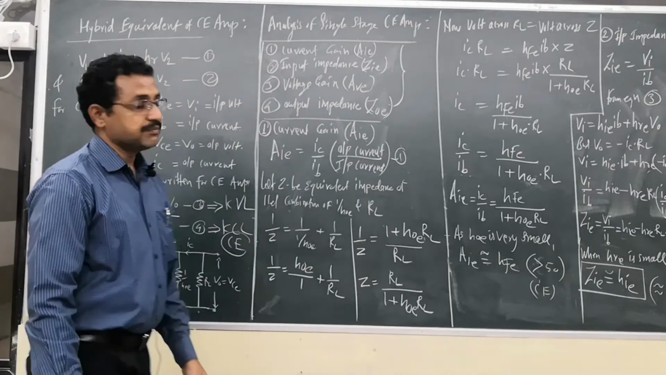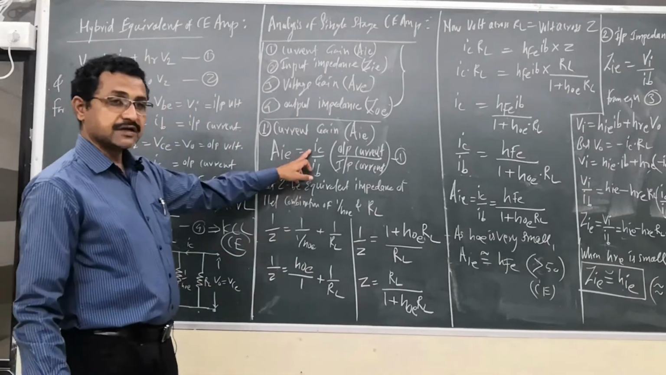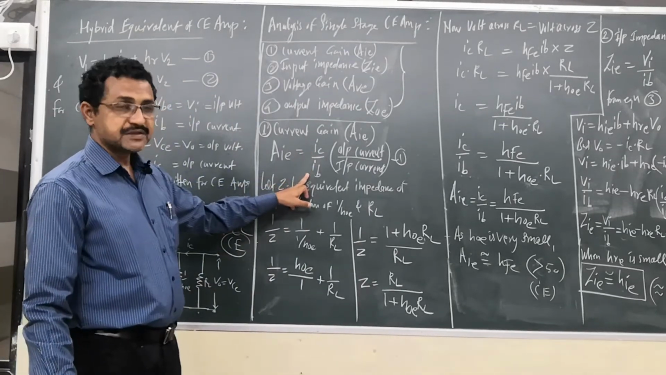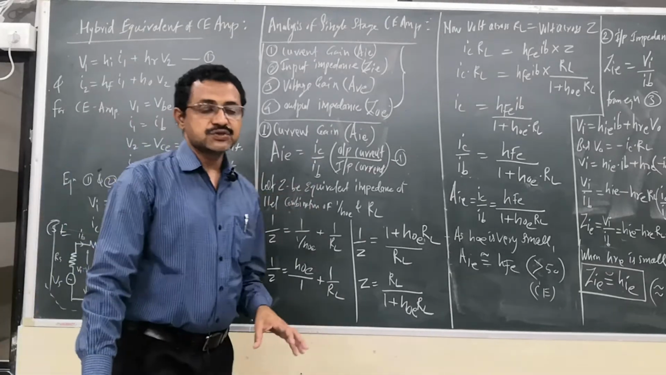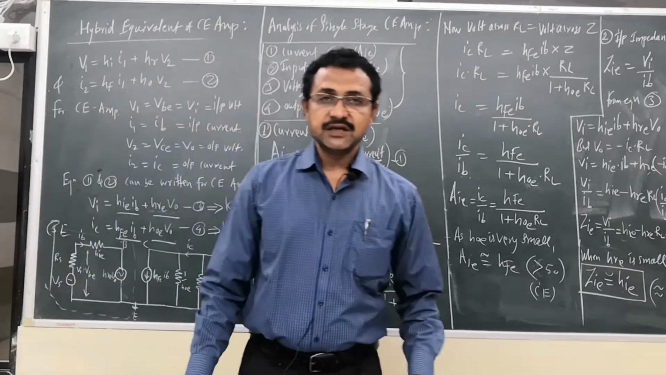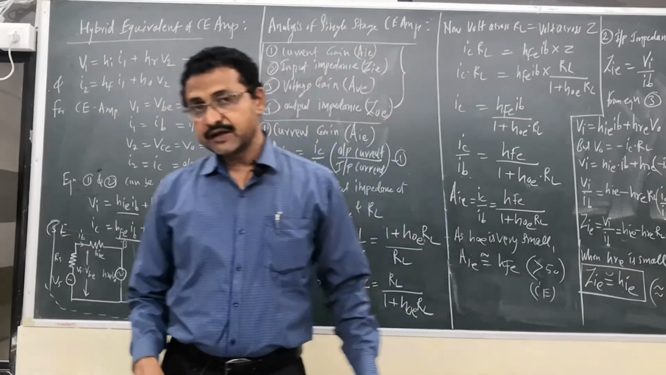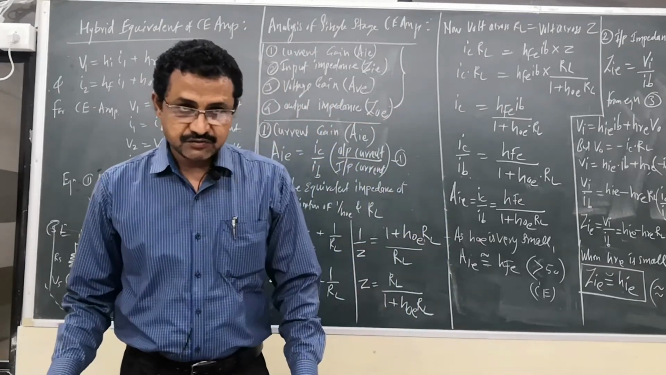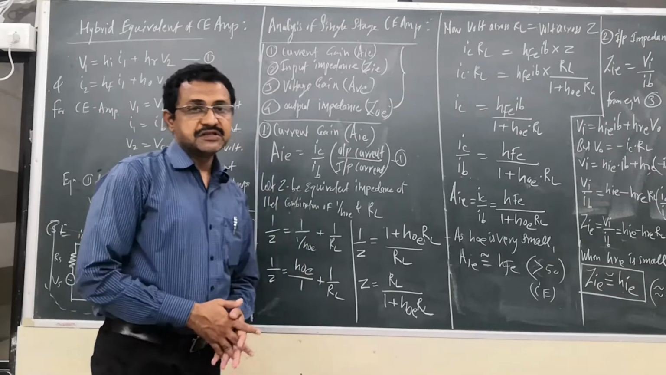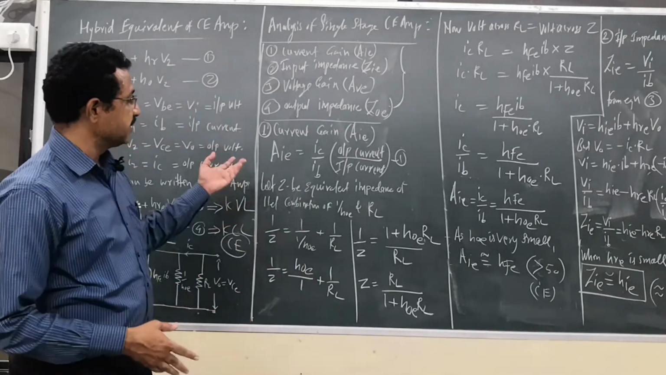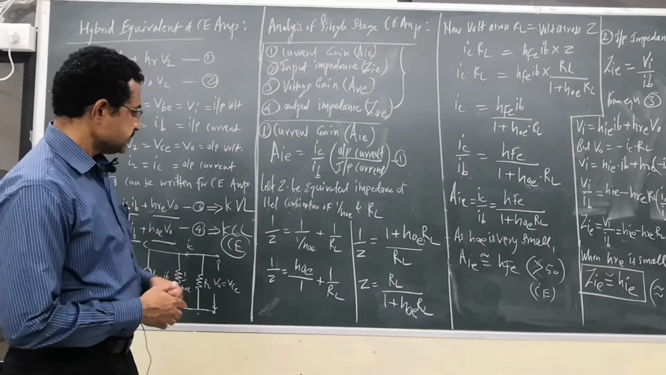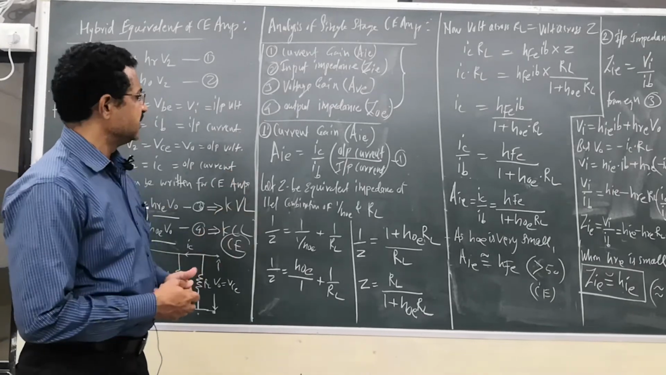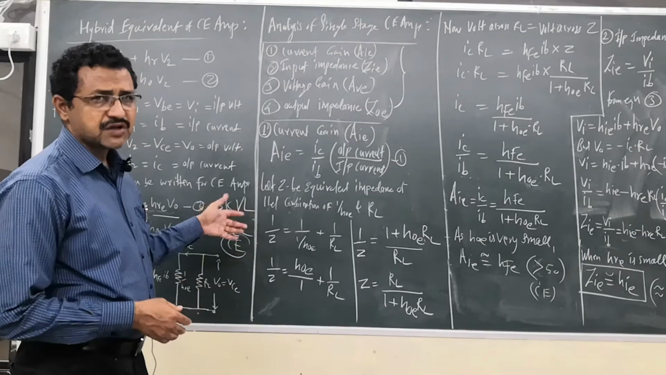So, in case of a CE amplifier, the output current is the collector current, whereas the input current is the base current. So it is IC by IB, but that is not sufficient for us to analyze. We have to obtain the current gain in terms of H parameters, because we are already dealing with H parameters. So let us find out the current gain in terms of H parameters.